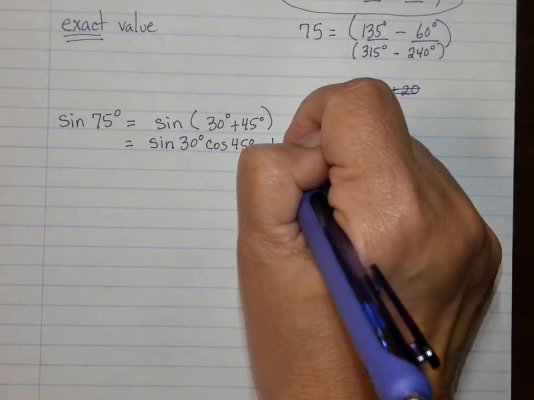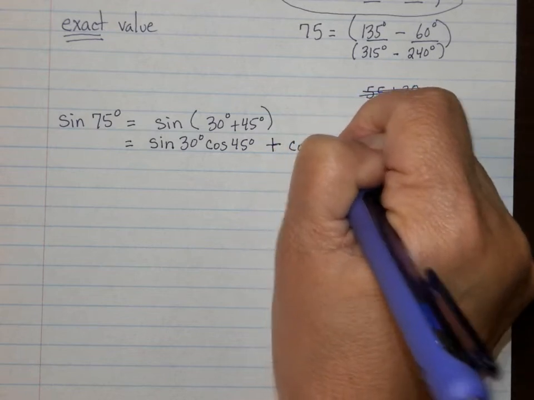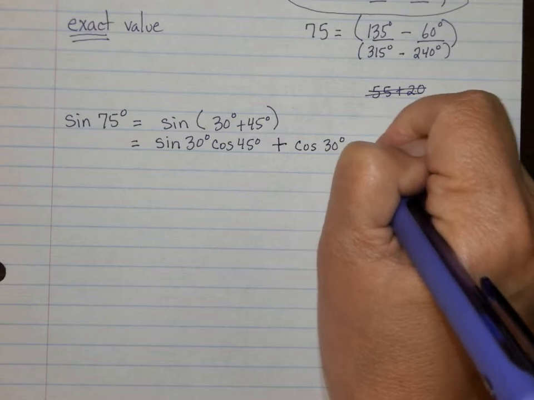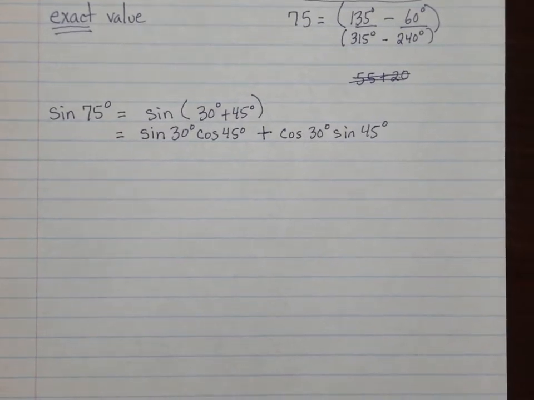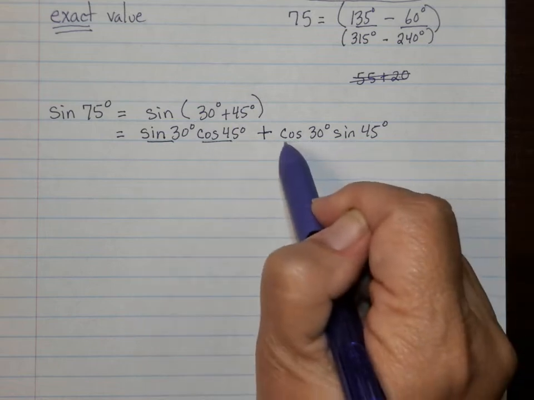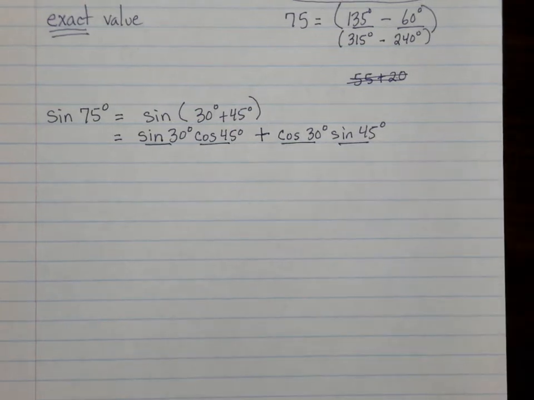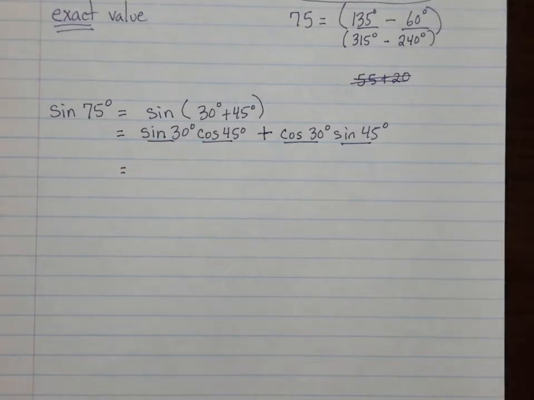Plus cosine of 30 degrees, sine of 45 degrees. I've taken the sum identity and I've just plugged things in. But now we know the answers for each one of these pieces because they're on the unit circle. So you already have them memorized. And just in case you forgot them, they're on here.